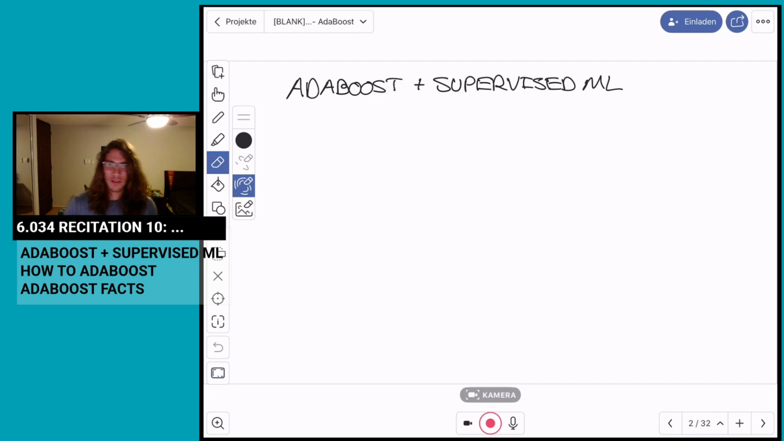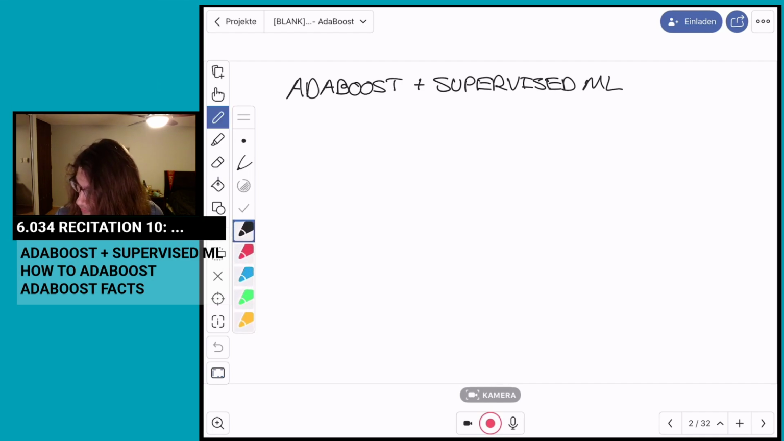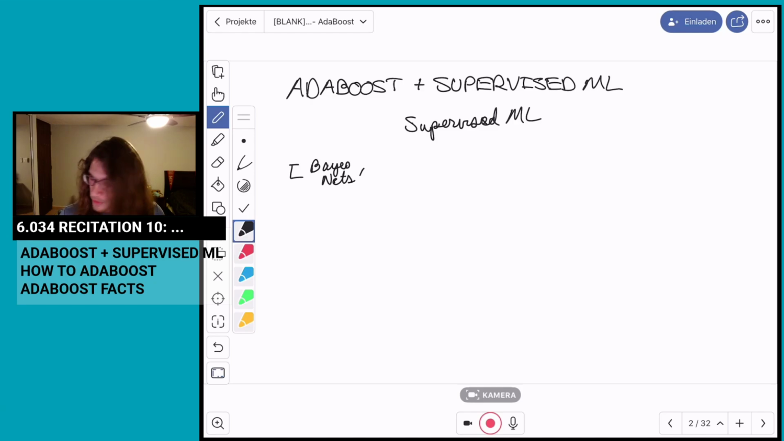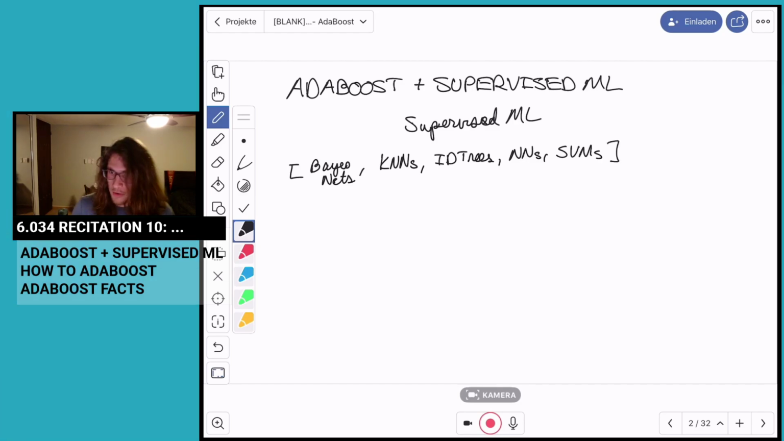Okay, so AdaBoost and supervised machine learning. What we've seen so far from supervised ML will be a hodgepodge of everything that you've seen so far. So far you've seen first Bayes nets. Then it was, if I'm not mistaken, KNNs and ID trees. Then neural networks. And then last week I talked about support vector machines. And these are all fine and dandy, and they all have their strengths and weaknesses as discussed in each of those recitation videos. I encourage you to go back and think about what their strengths and weaknesses may be.